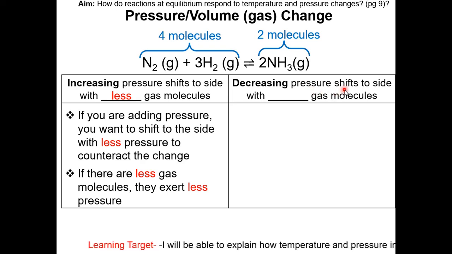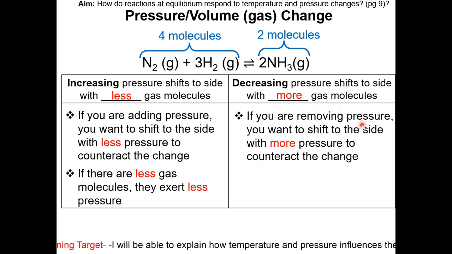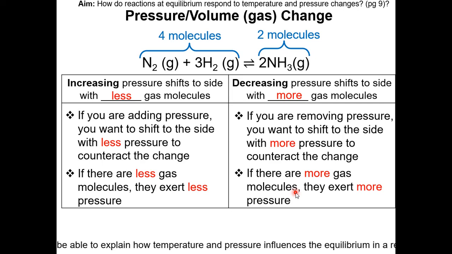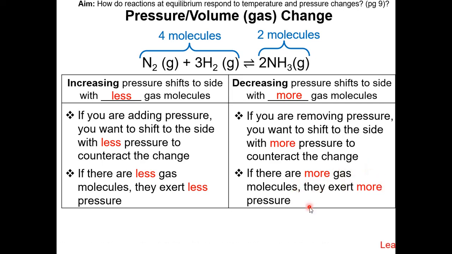Decreasing pressure shifts to the side with more gas molecules. Why? If you're removing pressure, you want to shift to the side with more pressure to counteract that change. If there are more gas molecules, they will exert more pressure.